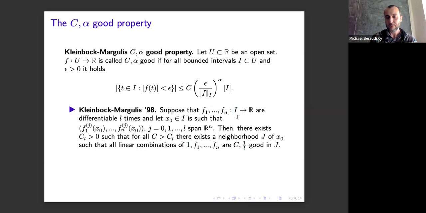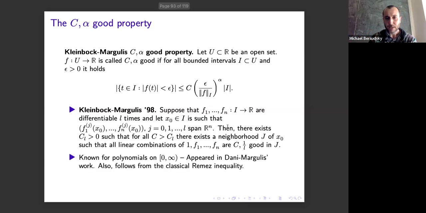This was the main reason we couldn't apply this theorem for our case, because we have functions on a ray from 0 to infinity, and we want this C alpha good property on the ray. We cannot have a small subinterval. It's not enough. I'll just say that this property on such domains appeared in Dani-Margulis, but it's also something very classical in analysis. It's called the Remez inequality, and this C and alpha are optimal, I guess.